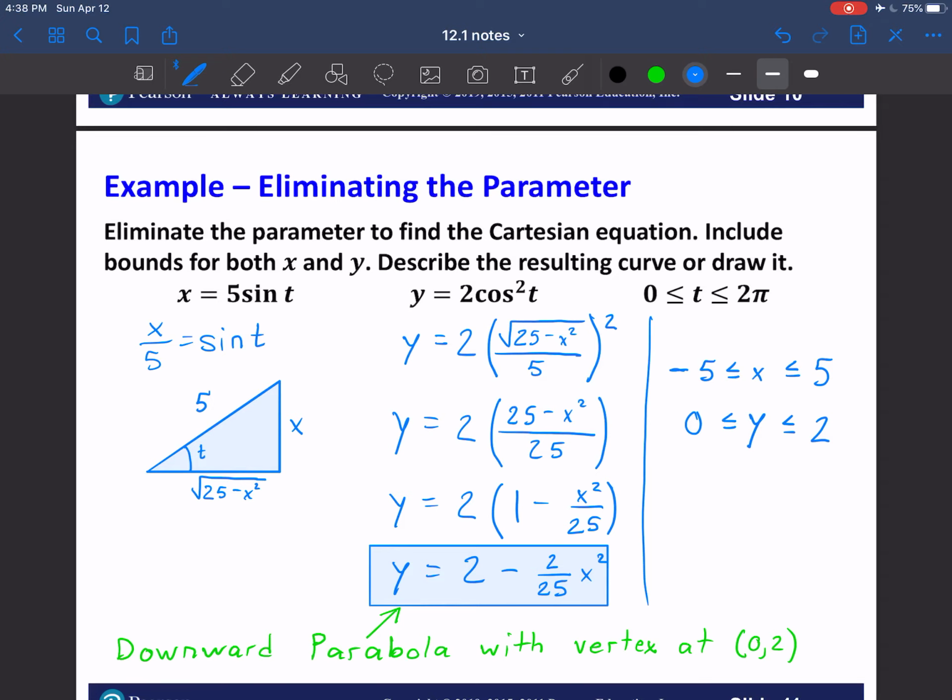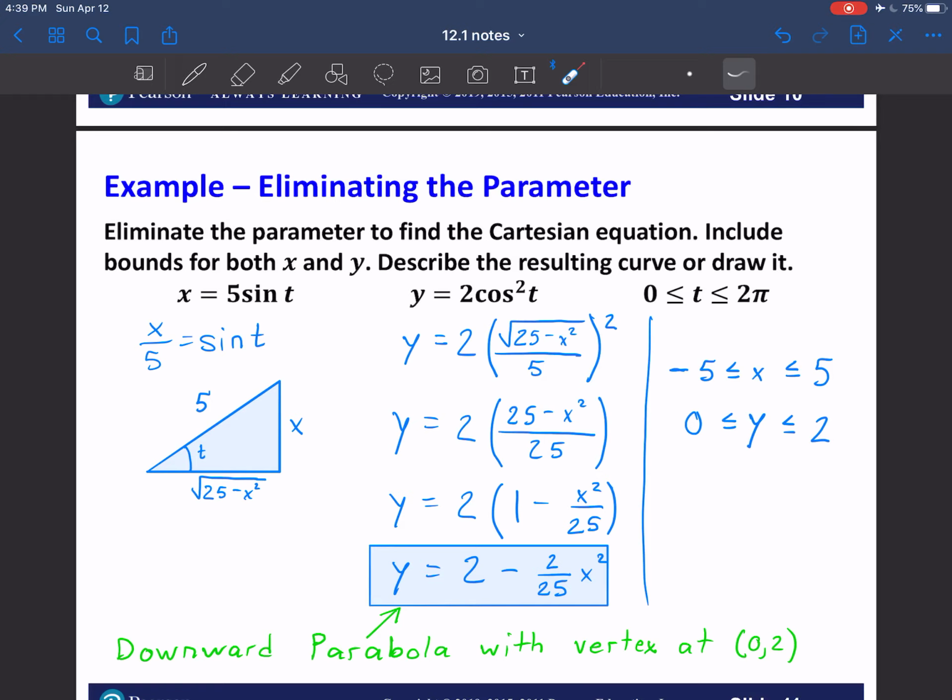Alright, and these values will certainly occur within my interval here. So if this interval were shortened, let's say instead of 0 to 2 pi, let's say it was 0 to pi over 4, then perhaps these intervals would change, because perhaps I don't get my maximum value for x or y within that interval. So it's important to check what your interval for t is here to consider what happens to x and y.